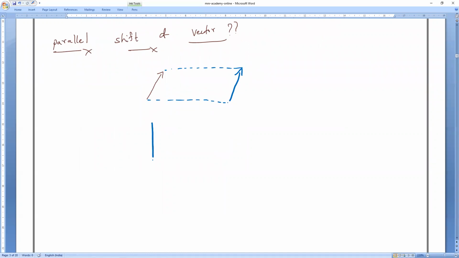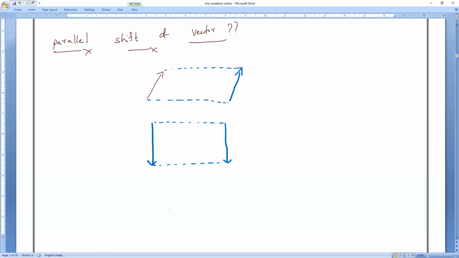Understand? So for example, one vector is like this. What is the meaning of parallel shift? If I extend in the parallel direction and draw it anywhere the same, like this, that is the meaning of parallel shift. Is it right or wrong, everybody? Yes. So this is the meaning of parallel shift.